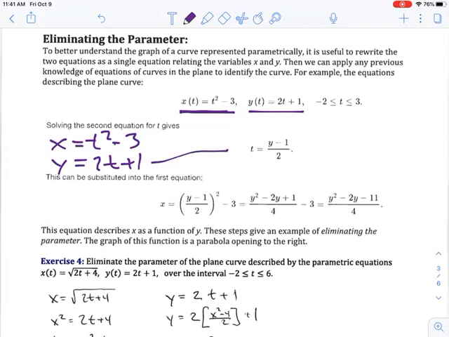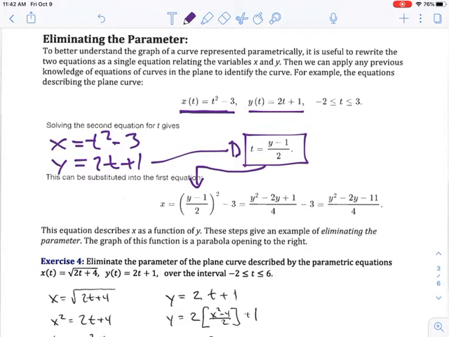So what was done here was taking the second equation, where y is a function of t, and solving it for t. Then it is just a matter of taking that value of t and subbing it in for t in the other equation. In this case, it would be x equals t squared minus 3. We're taking out the t and we are putting in y minus 1 over 2 minus 3.